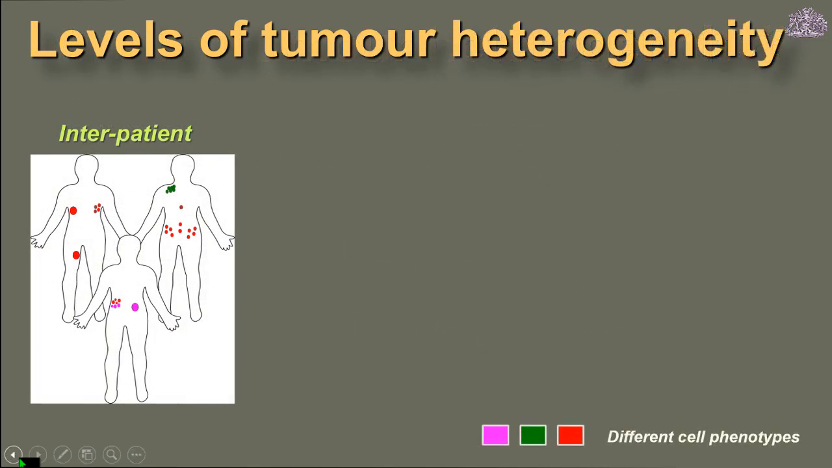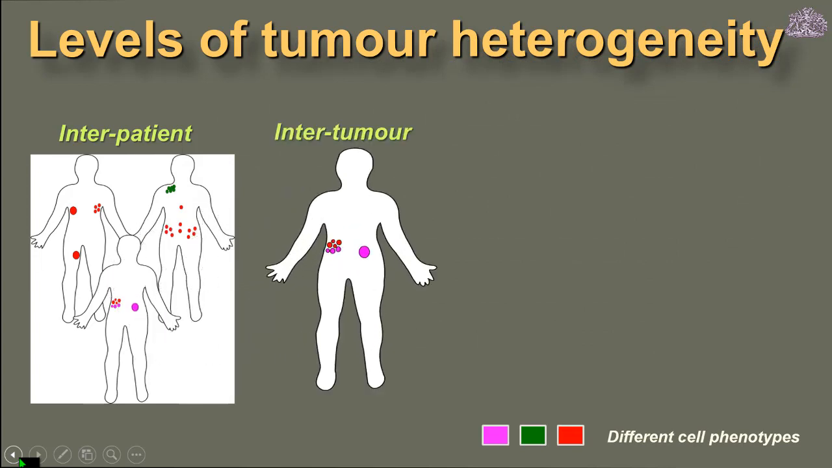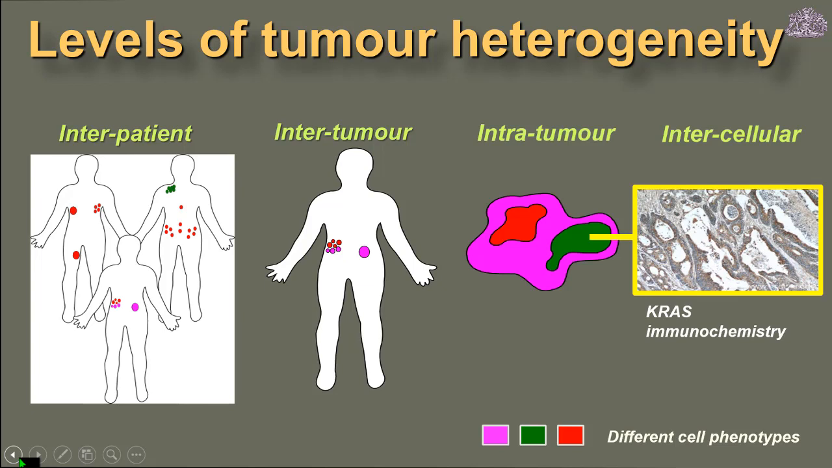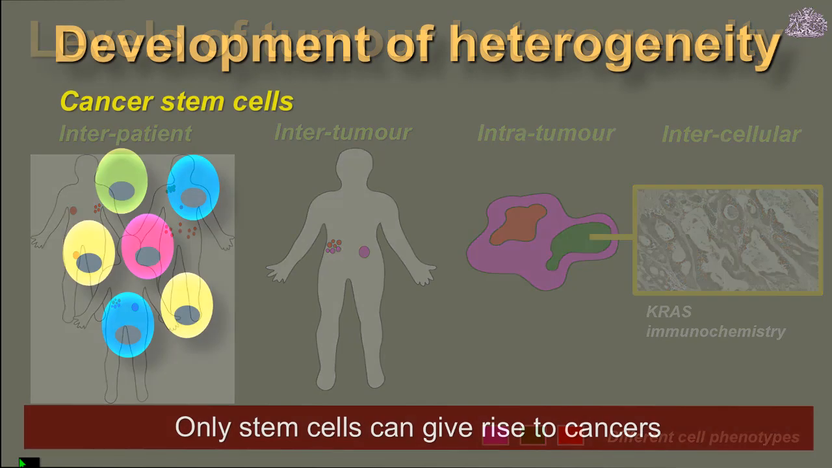heterogeneity on different levels. Clearly, tumors between patients are going to be different. And if you look at a single individual, you will expect the metastases to be somewhat different from the primary tumor. And then you can see differences within the tumor itself. There may be subregions with different cell phenotypes. And even within a certain region of the tumor, there may be different expression of certain features. For example, in this case, KRAS mutation on immunochemistry between the cells.